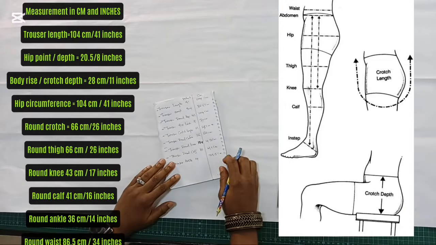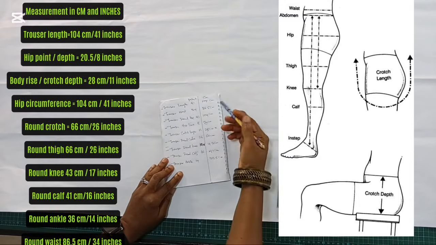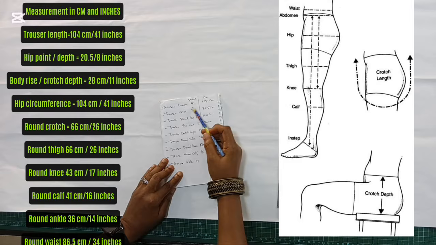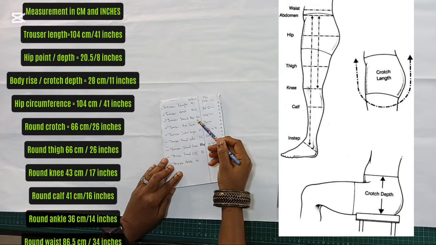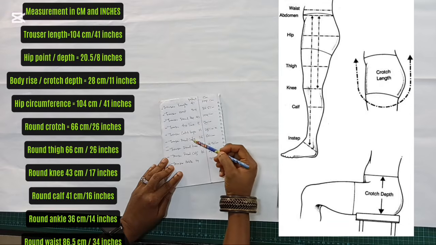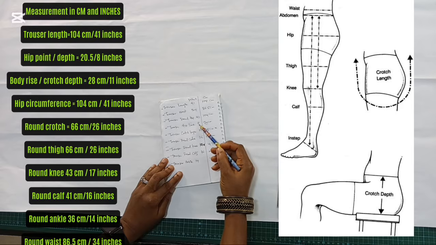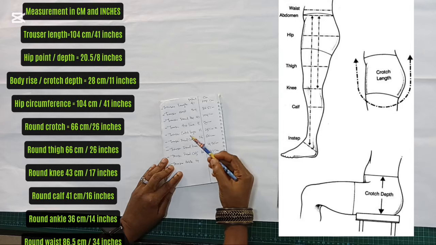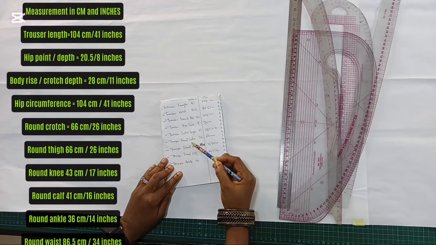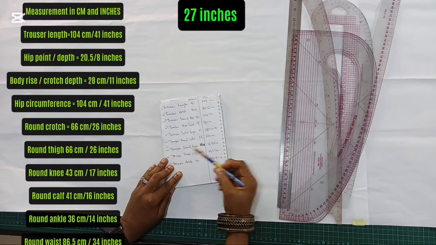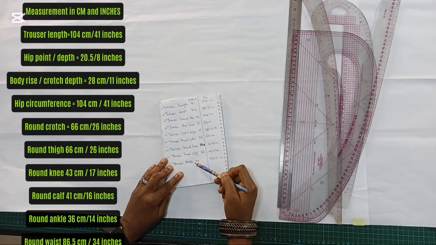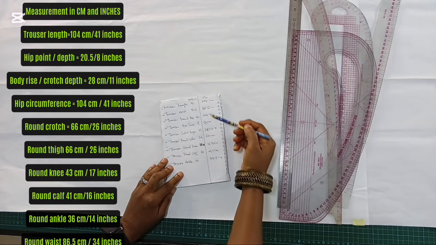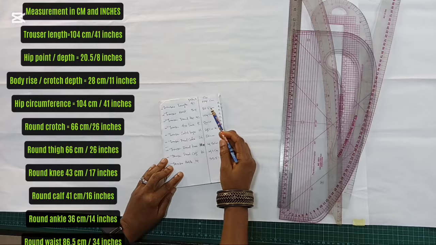Then the measurement. I've gone ahead to write out the measurement in inches and also in cm. The trouser length is 41, the waist is 34, the trouser round hip, that's the hip circumference, is 41, the trouser hip line is 8 inches, trouser crotch length 11, trouser round crotch 26, trouser round knee 17, trouser round calf 16, trouser ankle 14. Now these are listed in cm because I'll be using the cm to calculate this.